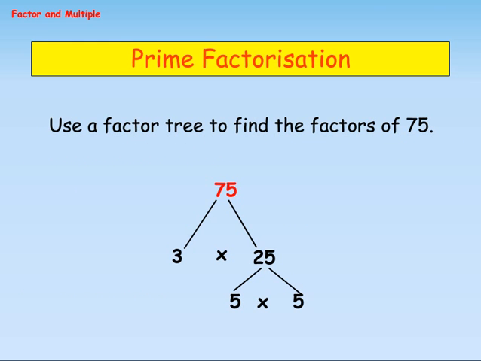Prime factorization. Use a factor tree to find the factors of 75. 75 is 3 into 25. 25 is 5 into 5.